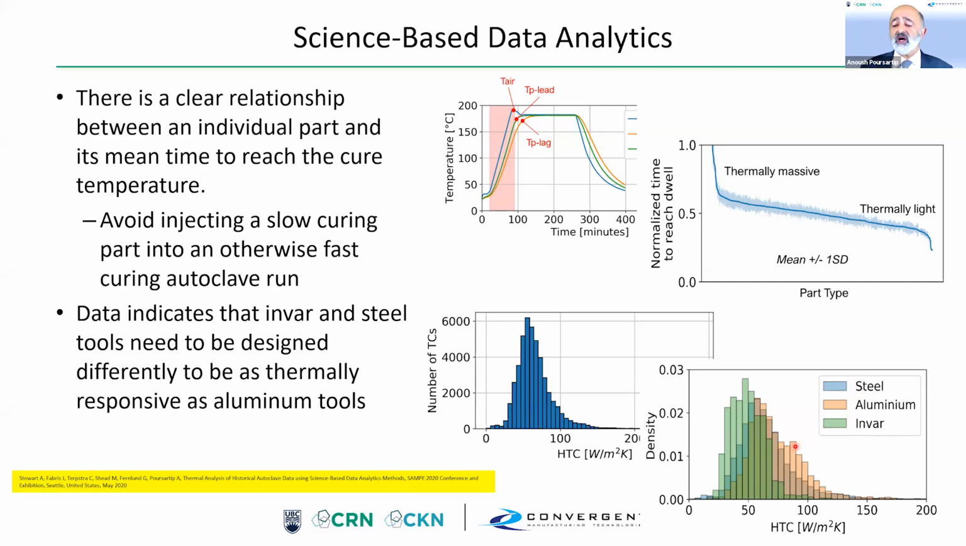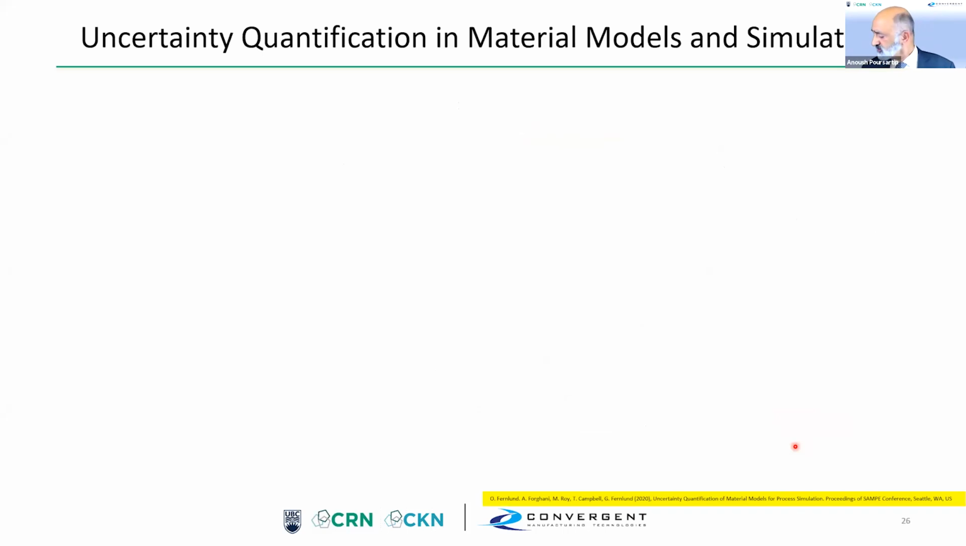It may be, we've already allowed for the thermal mass, so it may be the type of design, it may be the size, and this work is ongoing as we try to understand the nuances of what's going on. But now we're in a position to actually use science-based data production analytics. The next step is to bring in uncertainty quantification.